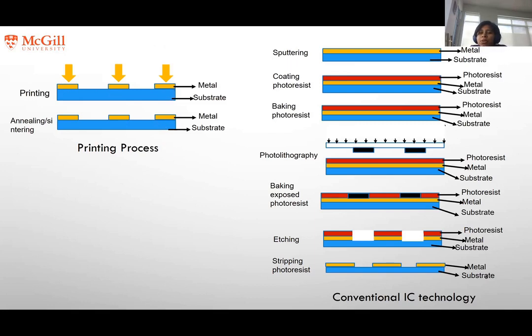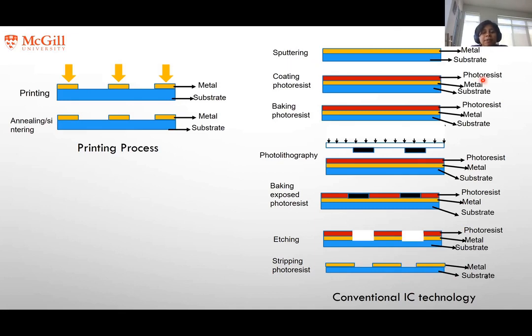Now, if we want to make the same thing with conventional IC technology, so again, we want to get this structure, which is the same thing as we wanted to get with the printing process. So we have traces or interdigitated electrodes made of metal on a substrate. So what do we need to do in a conventional IC technology?